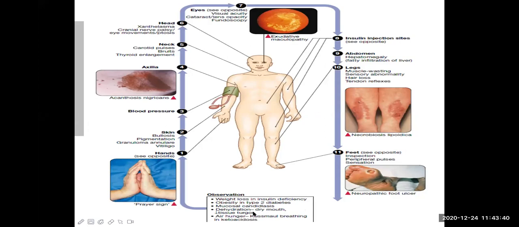Dehydration is a very common feature of diabetes, and that results as a dry mouth, okay, increased thirst, and because this dehydration is caused by osmotic diuresis, there is increased urination also. And if this is a severe dehydration, there is decreased tissue turgor as well. You know this sign from before.